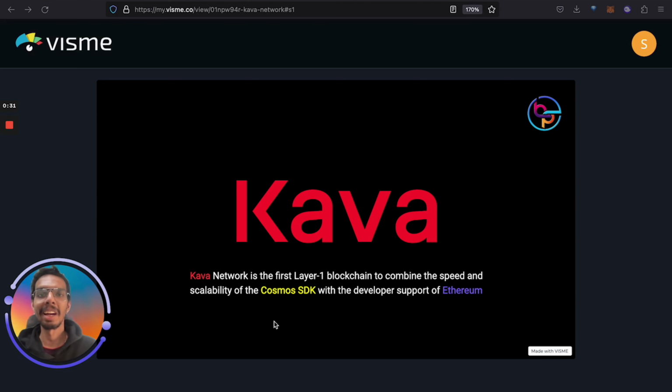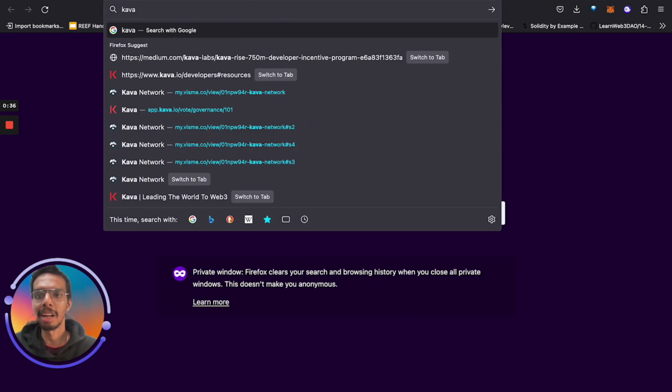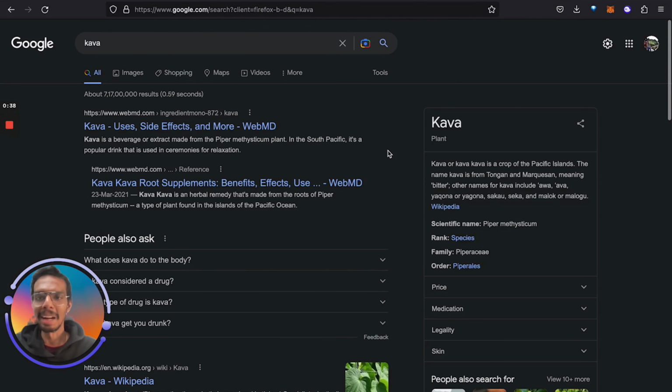But before we get into learning about the Kava blockchain, let's do a small activity and search about Kava on Google. So Kava is basically, when you Google it, it says it's a beverage or extract made from this plant called Piper methysticum. This crop or plant is very native to the Pacific region, and people use that beverage as a drink. They drink it in ceremonies to just relax.